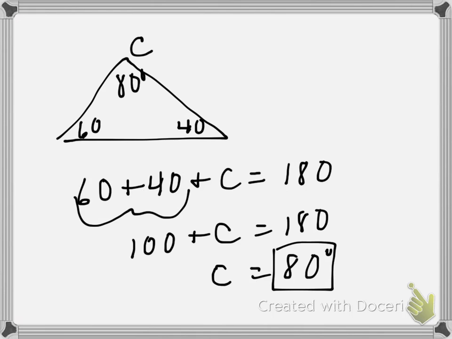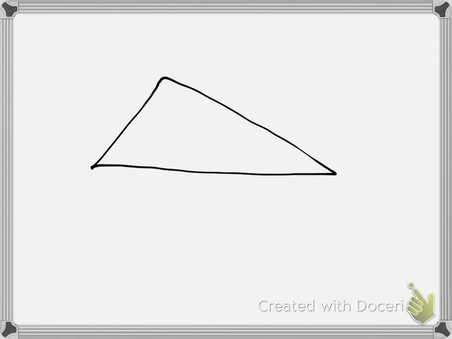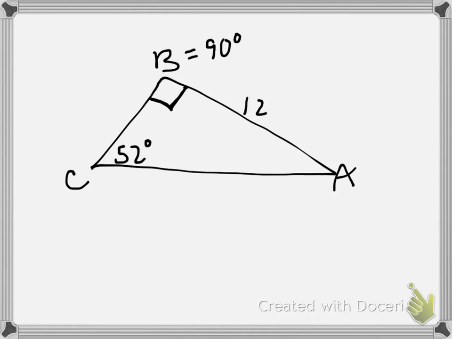Our next one that we have shows a triangle. It has A, B, and C. B has a square. C is 52 degrees. There is a 12 here. And they want us to find B and A. B, since it has a square, is automatically going to be equal to 90 degrees. And then this 12 is the length of a side, so it has nothing to do with the angle. So we're going to ignore that.